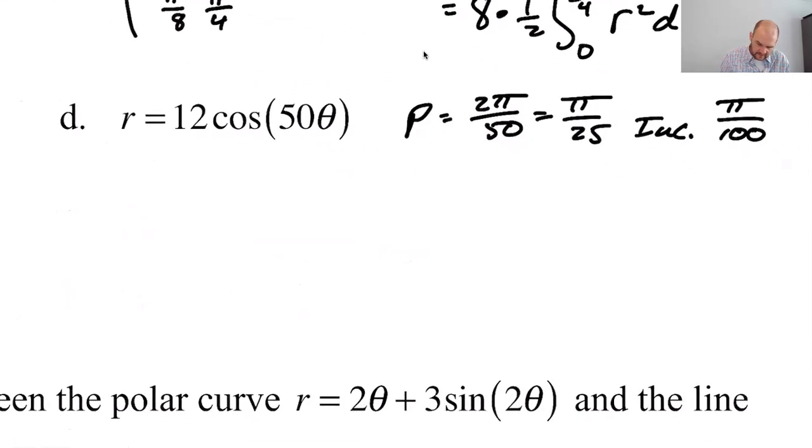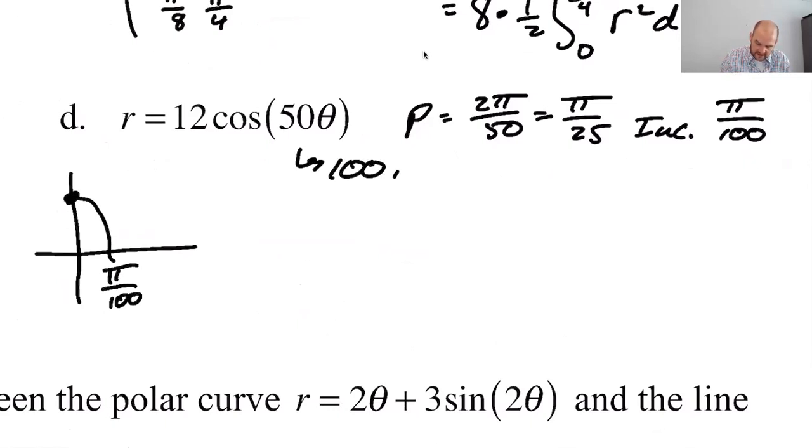So period 2 pi over 50, so pi over 25. So then the increment is going to be pi over 25 over 4, so pi over 100. So now, if I were to start graphing the rectangular, this is going to happen at pi over 100. So that's half a petal. So how many petals are there? There's 100 petals. That's a lot.